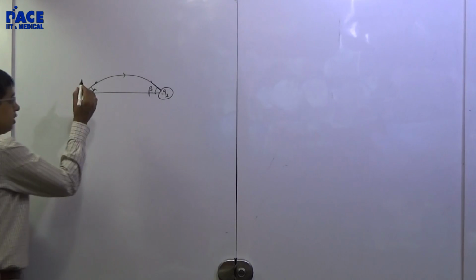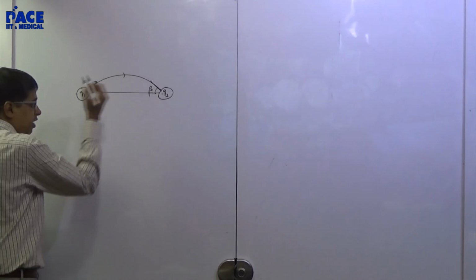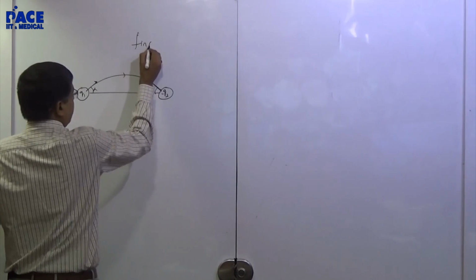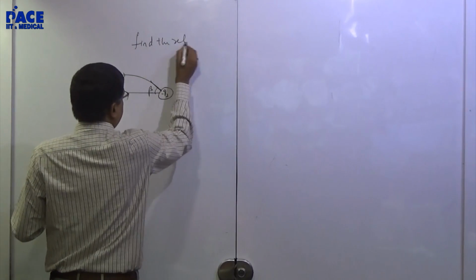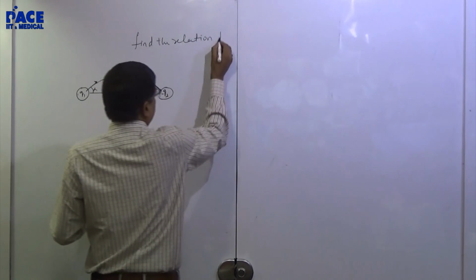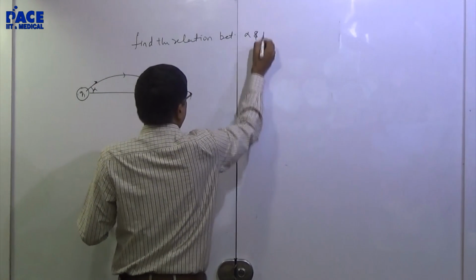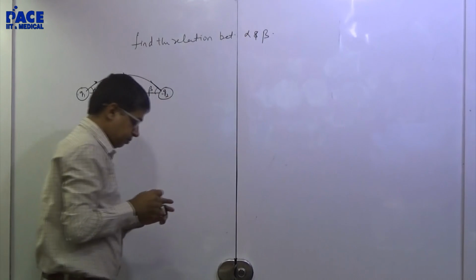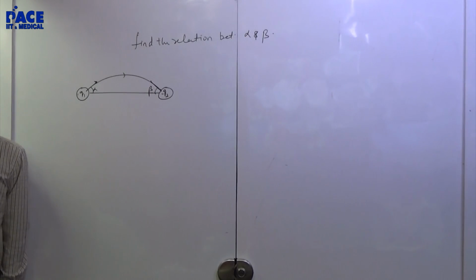Right? Krutov is asking you the relation between alpha and beta. Find the relation between alpha and beta.